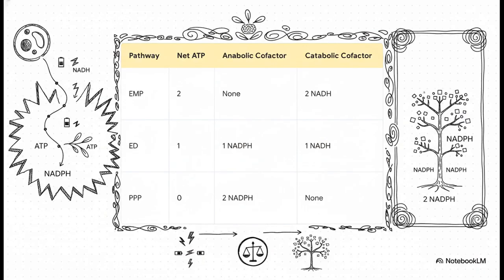This table just boils it all down perfectly. Look, EMP gets you 2 ATP and 2 NADH. The ED pathway gives you half the ATP, but you get one of each type of cofactor. And the PPP says, forget ATP, I'm going to max out on NADPH. The key takeaway here is that a cell's choice of pathway is a strategic trade-off. It's balancing immediate energy needs against its long-term potential for building and defense.